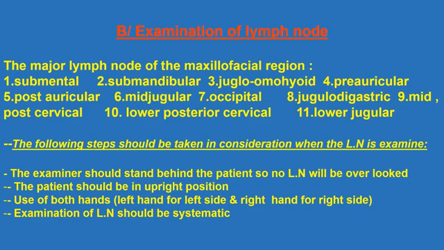The patient should be put in an upright position during the examination, and also the dentist should use both hands during the examination. That means they examine the lymph nodes bilaterally at the same time, the left and the right. Also, the examination of lymph nodes should be systematic. That means it starts from the submental, then we move to submandibular, then jugular omohyoid, and etc.